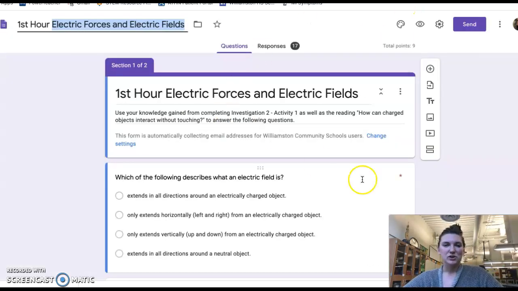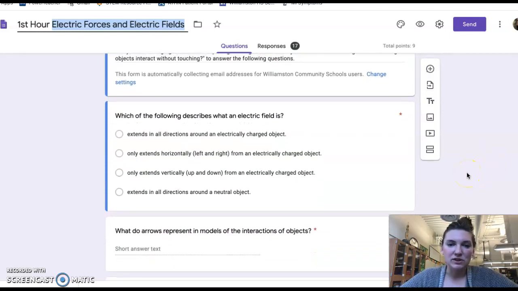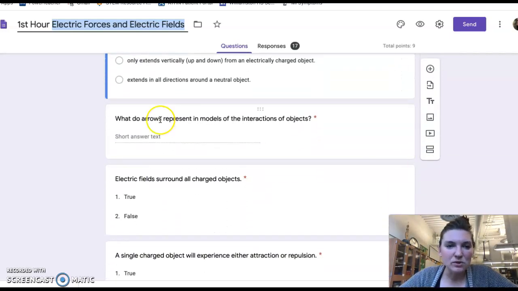All right, so first, all you guys, electric forces and electric fields. So which of the following describes what an electric field is? An electric field is something that extends in all directions around an electrically charged object, right? Either it's coming inwards towards the object or it's coming outwards towards the object, but it goes all around it, omnidirectional.